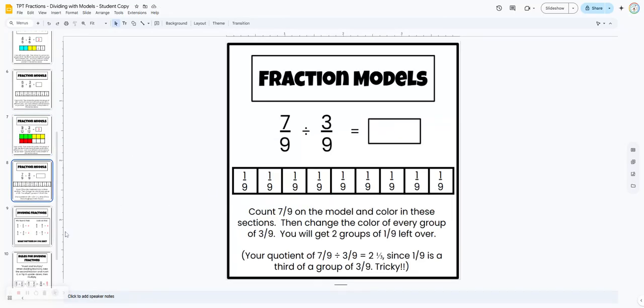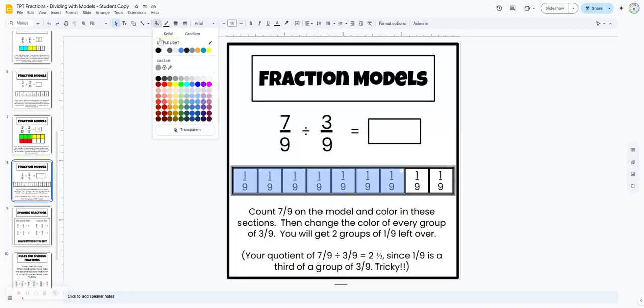Now, this one is a little bit tricky, so you want the students to put on their thinking caps. We have 7 ninths divided by 3 ninths. Now, we're not going to get a whole number answer. So we want to start out with highlighting 7 ninths. Click and hold, 1, 2, 3, 4, 5, 6, 7. And we want to turn that into a color, any color.